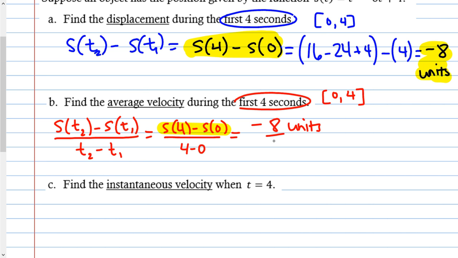And then 4 minus 0 is 4 seconds. So negative 8 divided by 4 is negative 2 units per second. All right, C.